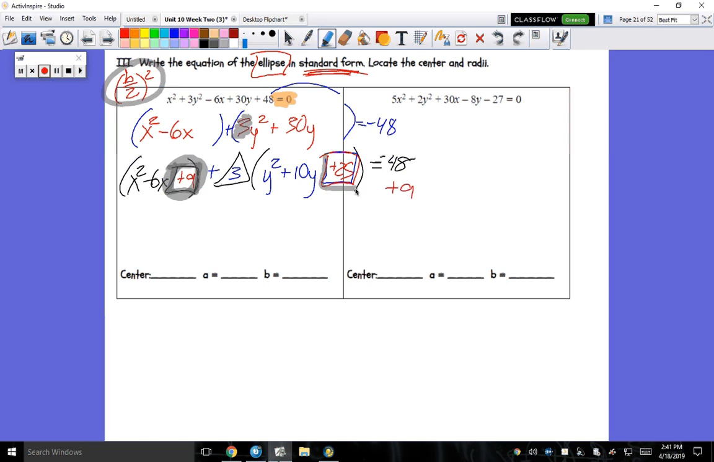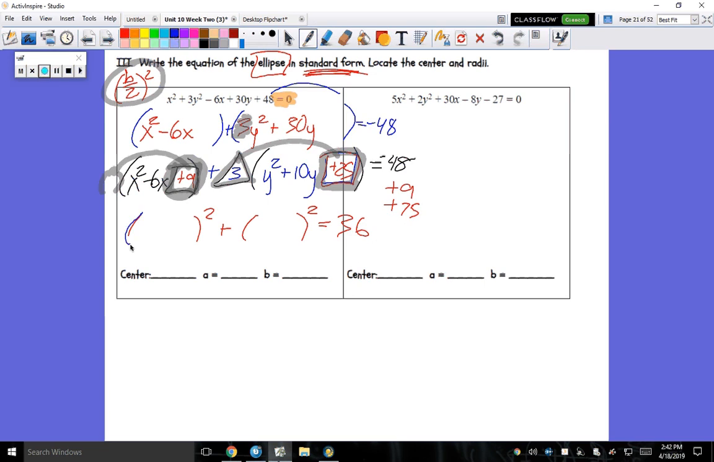Be careful. How much did I add over here in the y's? 75. I actually added 75 because you have to multiply by that coefficient. See, over here the coefficient was just 1. That's why it's just adding 9. But over here we're going to add 75. And with your calculator, please, what would negative 48 plus 9 plus 75 give me? What do you all get? Say again? 36.